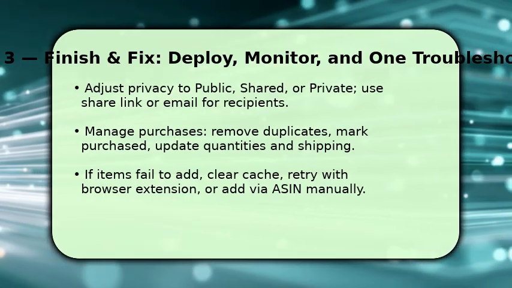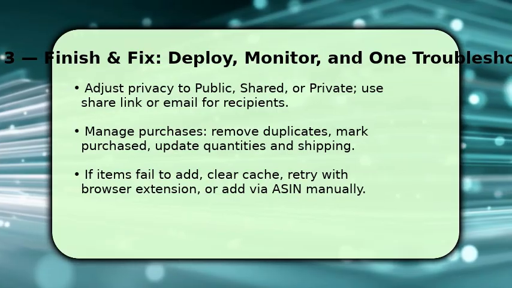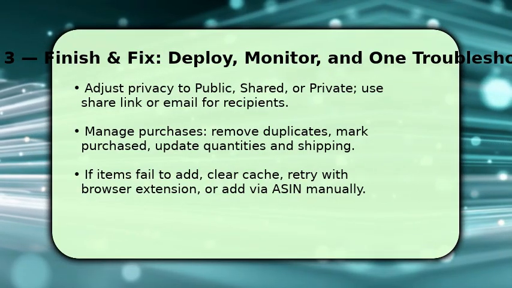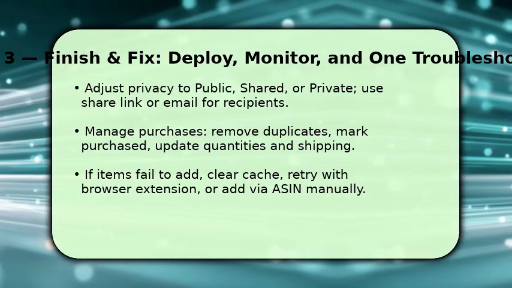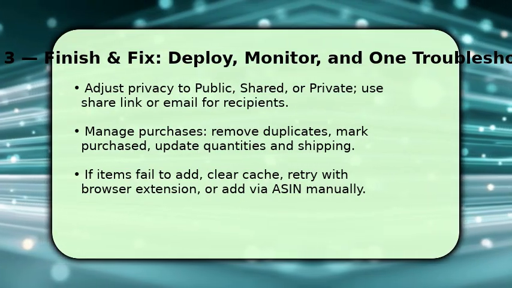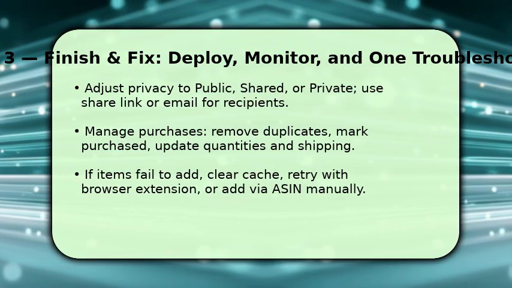Make sure to regularly manage the list. Remove duplicates, mark items purchased, and update quantities or shipping addresses as needed. If an item fails to add, clear your browser cache, retry using the Amazon button or App Share, or add the item's ASIN manually to ensure it appears.